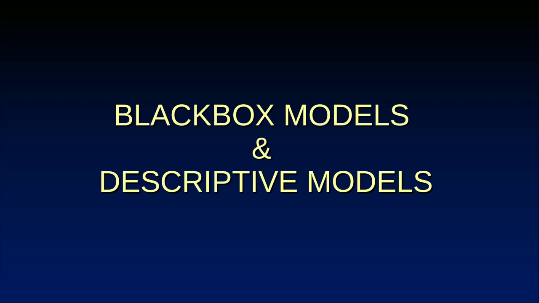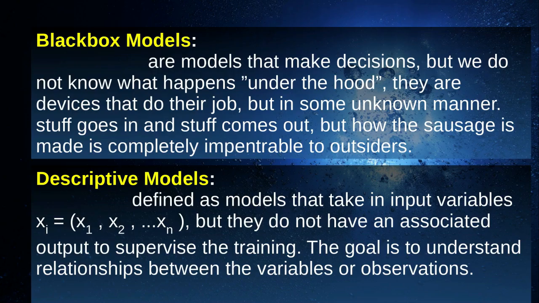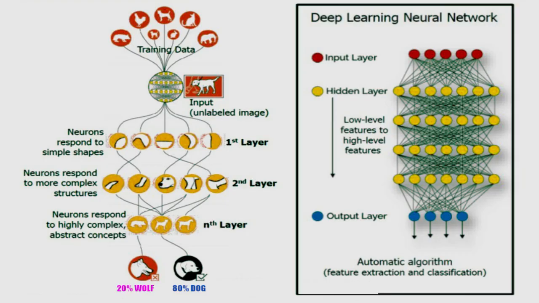Now let me describe briefly about black box modeling versus descriptive machine learning modeling. Black box machine learning models are models that make decisions, but we do not know what happens under the hood. Example: deep learning neural networks. Descriptive machine learning models are models that provide insight into why they make their decisions. Examples: linear regression, decision trees. That is, black boxes are devices that do their job but in some unknown manner. Stuff goes in and stuff comes out, but how the sausage is made is completely impenetrable to outsiders.